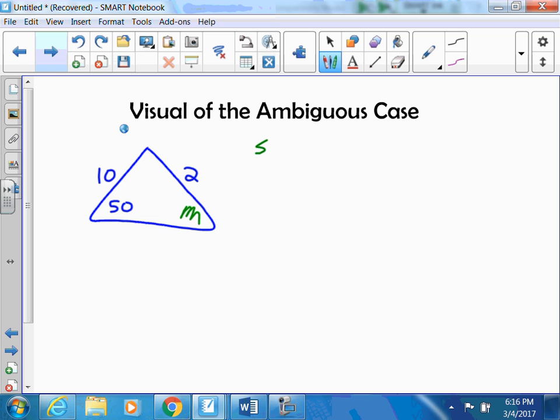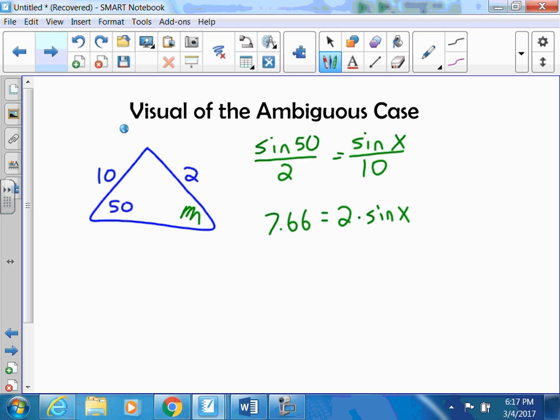So I would do the sine of 50 over 2, and that equals the sine of x over 10, right? So let's cross multiply. Go ahead and do 10 times the sine of 50, and you get 7.6. So 10 times the sine of 50 is 7.6, and that equals 2 times the sine of x. Now divide by 2, and we get 3.83 equals the sine of x. And now with 3.83, we're going to do the sine inverse of 3.83.